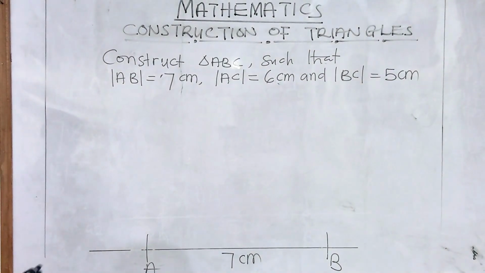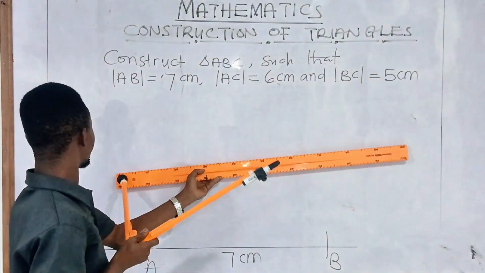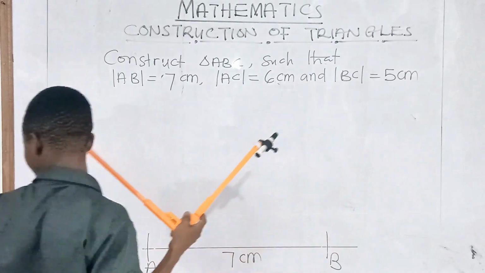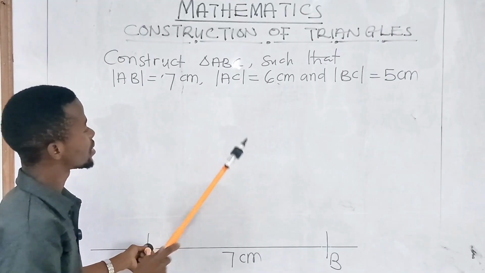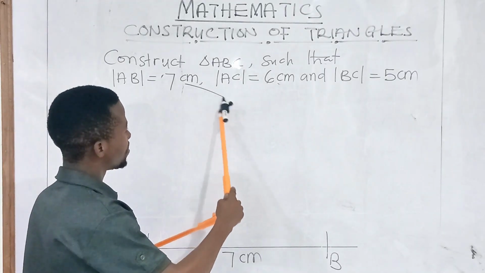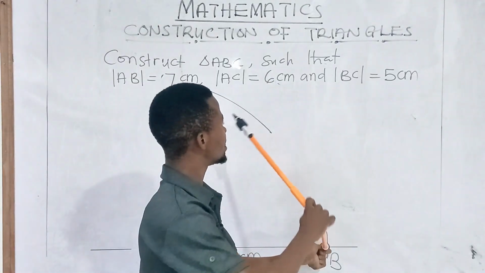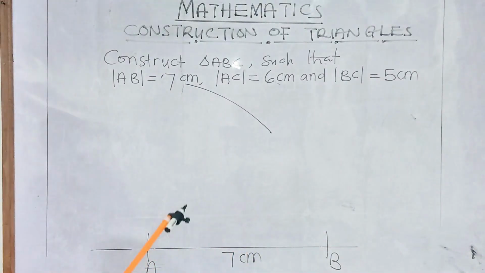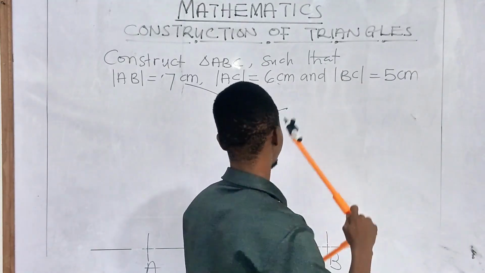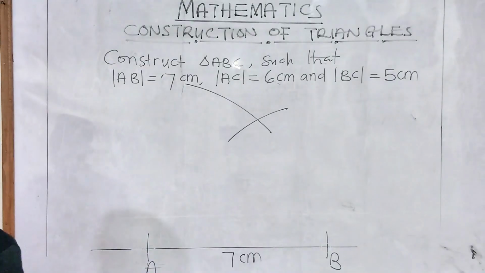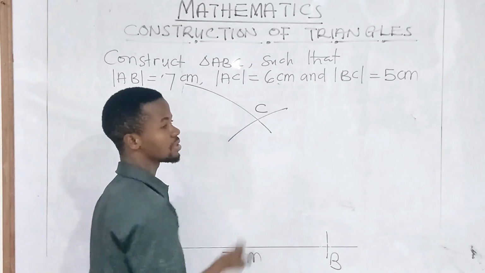Now, what do you do? You open to 6 centimeters. You stand on 0, 6 centimeters. So with your 6 centimeters, you stand at A, then you make an arc above like this. Then our BC is 5. So we go and measure 5 centimeters. Then you make an arc to cross the first one we made like this. The intersection of the two arcs will be named C.